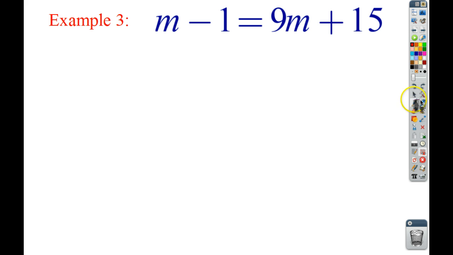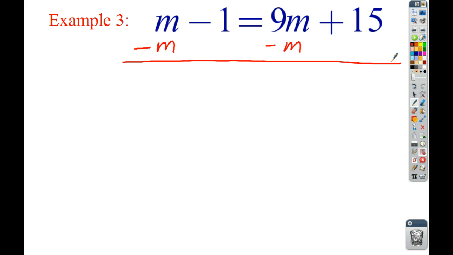All right, let's see how you did. Okay, I have 1m minus 1, and I have 9m plus 15. So I want all the m's on the same side, right? I don't want them on both sides, I just want them on one. There's more on this side, so I'm going to subtract an m from this side. Okay, and then I'm left with negative 1 is equal to 9m minus 1m is 8m plus 16.